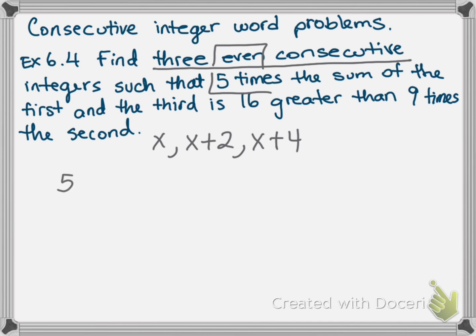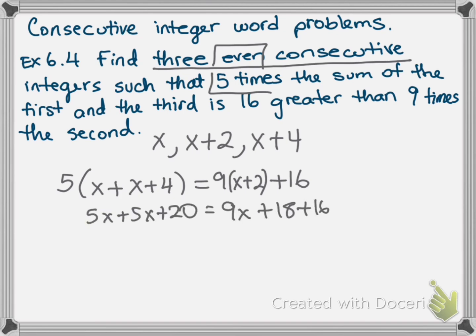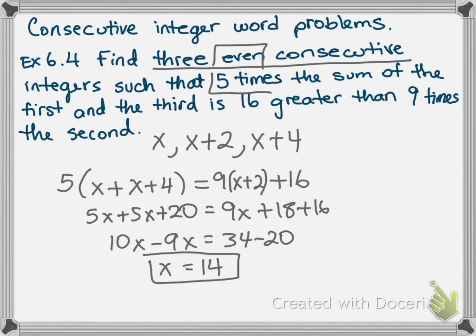Now that we have the variables that we're going to use, we start translating. And it says 5 times the sum of the first and the third is 16 greater, and remember again, 16 greater goes here, 9 times the second. Remember always to put the parentheses so that the 9 affects the whole number. Now we do distributive property, and then we do like terms. And in this case, x equals 14.